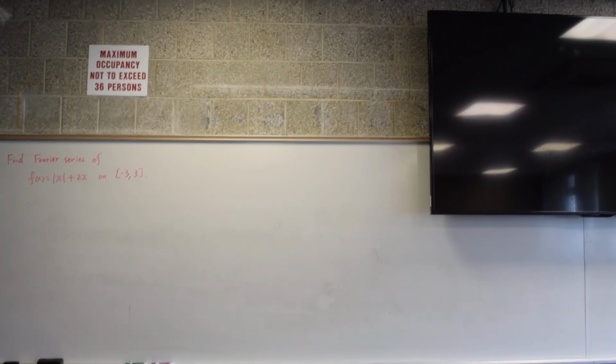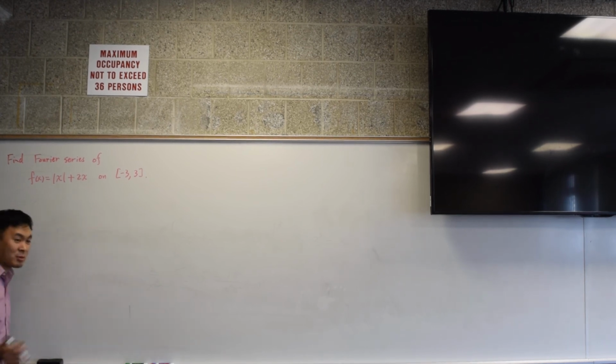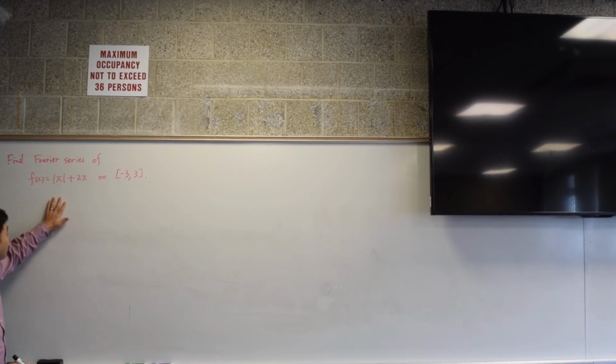Alright, so you have a function f of x equals the absolute value of x plus 2x. And we know that if you have an even function or an odd function, then you don't have to calculate the half of it because they become 0. So it's nice to have an even function or odd function. So let's try to investigate what you have.